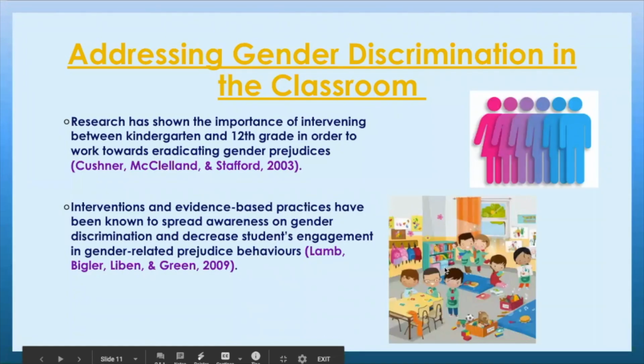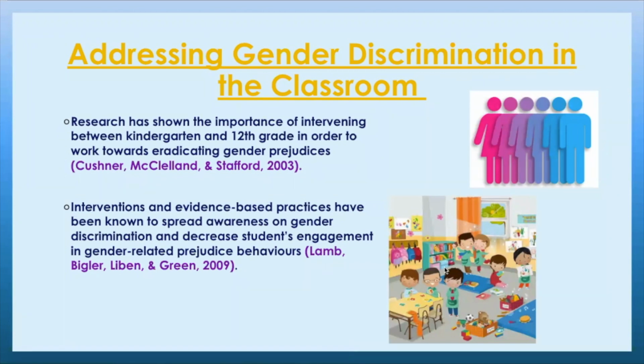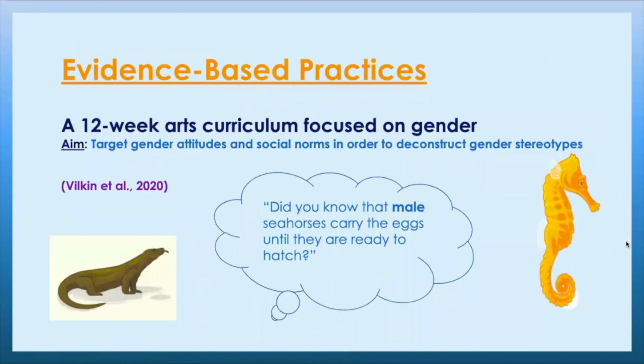So now I'll be addressing gender discrimination in the classroom. Research has shown the importance of intervening between kindergarten and 12th grade in order to work towards eradicating gender biases. Interventions and evidence-based practices have been known to spread awareness on gender discrimination and decrease students' engagement in gender-related prejudice behaviors. So that being said, there's a significant need to educate children about gender, as well as address gender discrimination both in school and at home with parents, in order to develop children's understanding and empathy towards the issue. So now I'll be presenting 4 evidence-based practices which help children better understand gender discrimination.